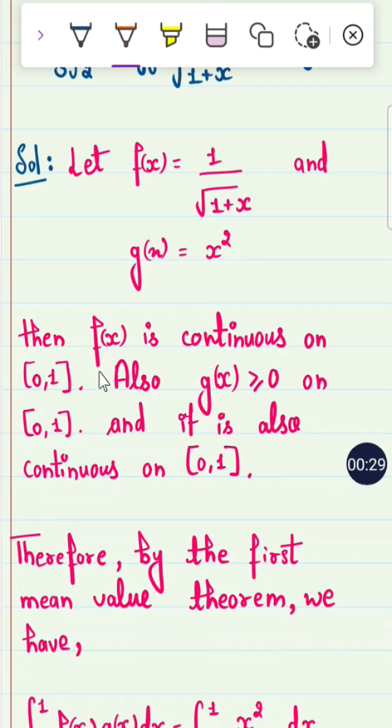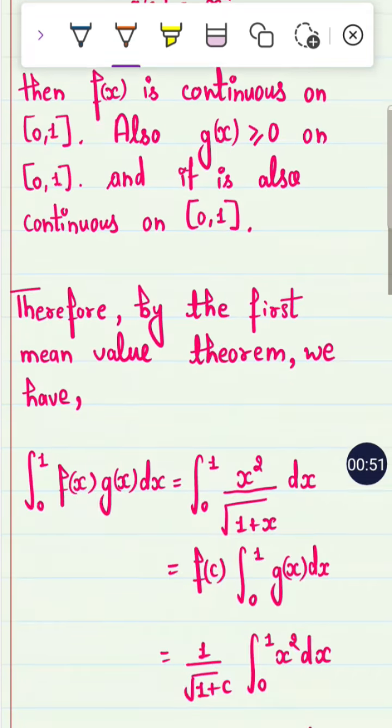So f(x) is continuous on the closed interval 0, 1. Since it is a compact interval, this is uniformly continuous too. Also g(x) is greater than or equal to 0 on the closed interval and it is continuous on the closed interval too. Both functions are uniformly continuous and continuous on the closed interval 0, 1.